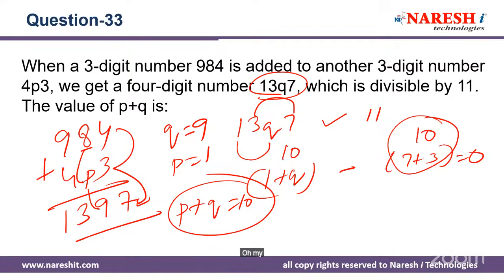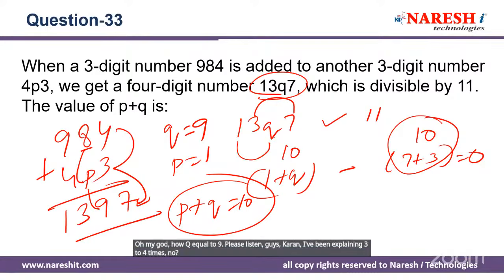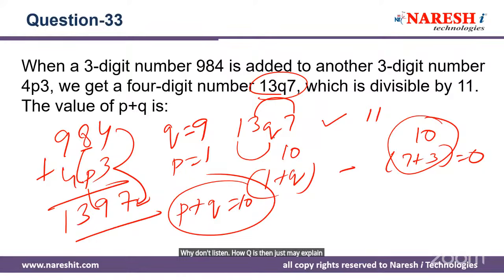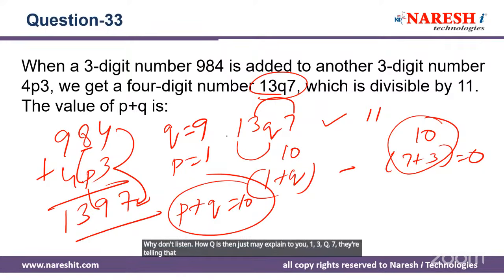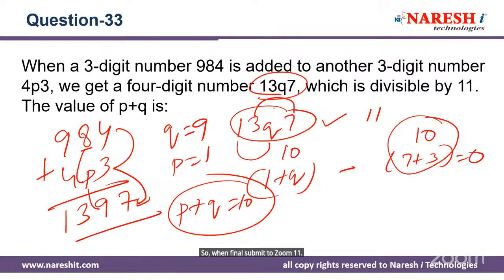Oh my God, how Q equal to 9? Please listen, guys. I've been explaining 3 to 4 times now. Why don't you listen? I just now explained, 13Q7. They're telling that the final sum is divisible by 11. So when the final sum is divisible by 11, what is the 11 condition? Alternate digit sum should be equal. So 3 plus 7, 10 should be equal to 1 plus Q. How will 1 plus Q be 10? 1 plus Q will be 10 only if Q is 9. Am I clear now? Okay, very good, very good.